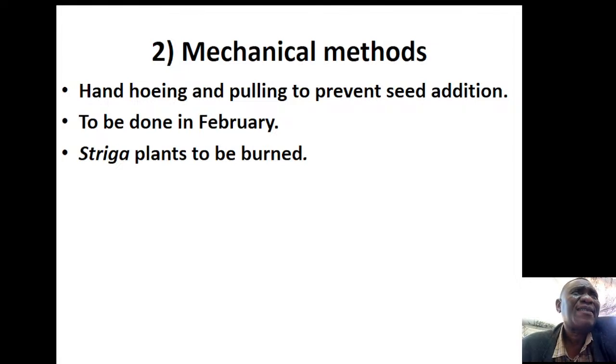Mechanical methods. Yes, we can use mechanical methods, but remember that most of the damage will have been done because we can do them in February. This is the reason why we need to have a crop which resists or which is tolerant, so that we can combine it with the mechanical methods. We can burn the Striga.